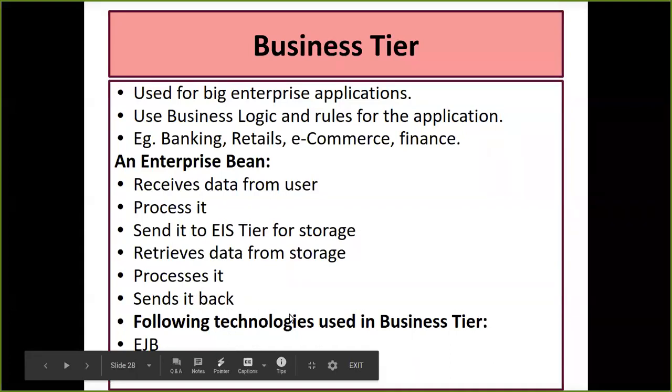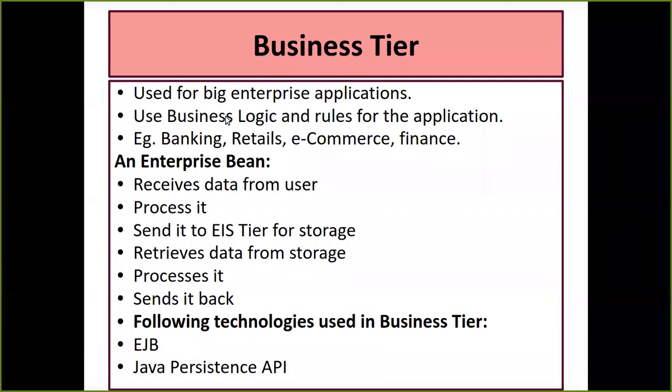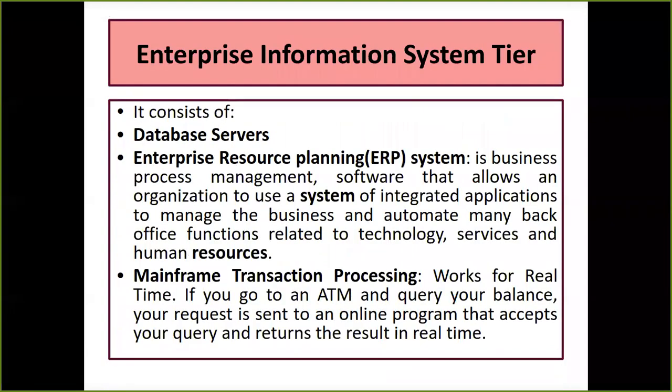What technologies are you going to use over here? EJB, which we know is the enterprise application technology used for the server side. We can use JPA also for building this business tier. And lastly, when we talk about your last tier, that is your enterprise information system tier, that is your EIS tier, it is also known as your database tier.